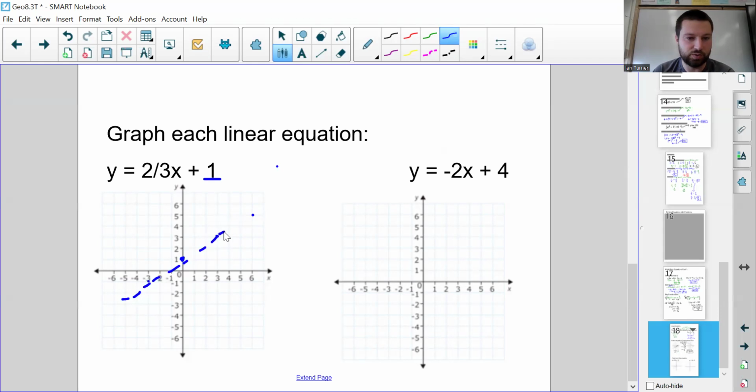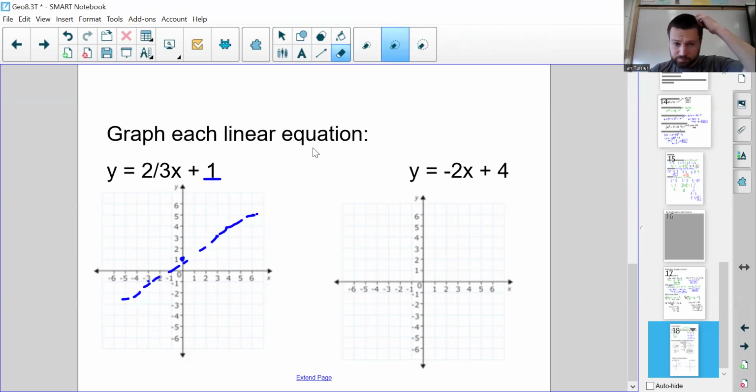So this could be your line. Sorry, I'm not going to draw it super straight. That could be your line. You can draw it straighter than I can. So you could do it that way. That'd be one way to do it.